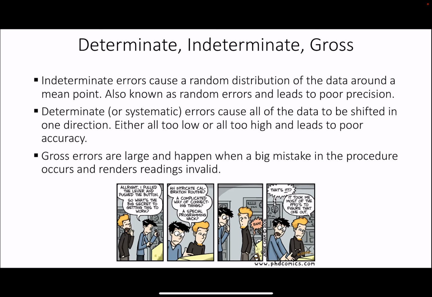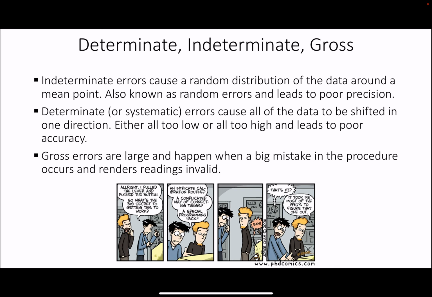The other thing to think about are various types of errors. So what's impacting the precision and accuracy? An indeterminate error causes a random distribution of the data around a mean point. This is frequently known as a random error, which is an easier way to refer to it. And a random error leads to poor precision. So your replicate measurements aren't replicating one another, and they're randomly distributed. The other is the systematic error, also known as your determinate error. This causes all of your data to be shifted in a particular direction, either all too low or all too high. And this leads to poor accuracy.